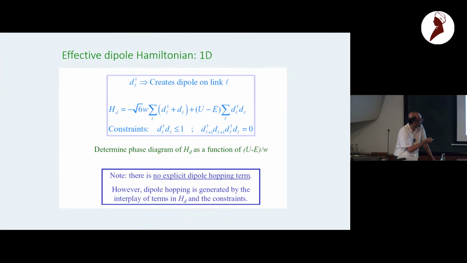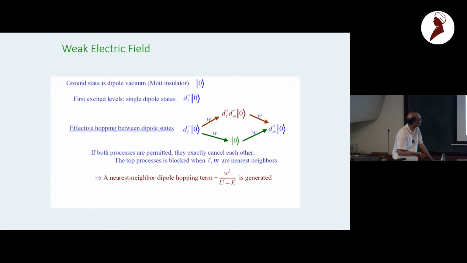One is that you can only have one dipole per site, and the other one is that the number of dipoles on neighboring sites, their product, is always 0. So if you have a dipole on one site, you cannot have it on the other. Okay. So this is the Hamiltonian, and we aim to determine the phase diagram of this Hamiltonian.